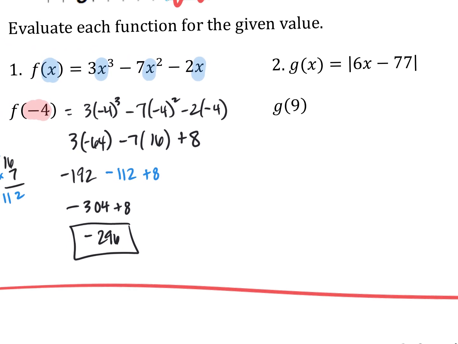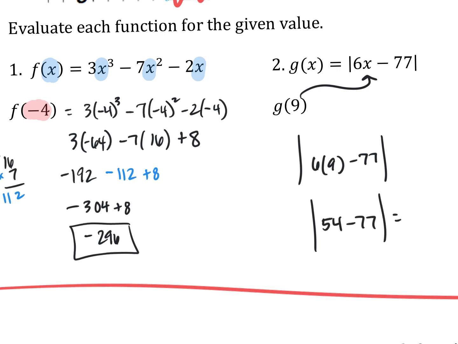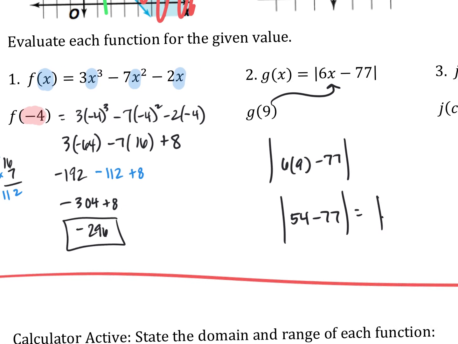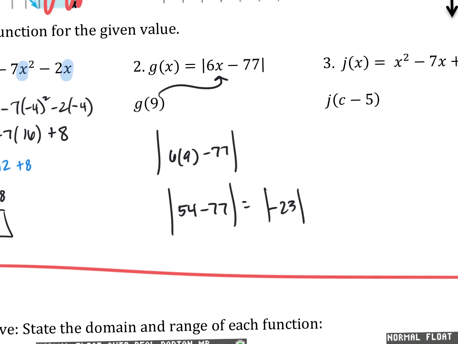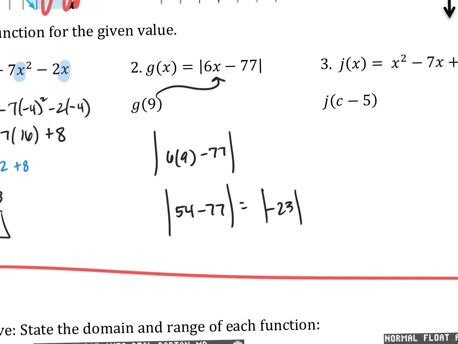Here we go. What are these things called? Absolute value bars. We don't have to worry about them until the final answer, so we're going to plug that 9 in and just ignore them. 6 times 9 minus 77. 6 times 9 is 54. 54 minus 77 is negative 23. Once you finally have one answer left, that's when we get to acknowledge the bars. Absolute value of negative 23. Anything in the bars will always become positive. If it was positive, it stays positive.